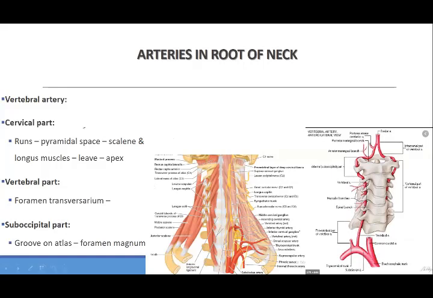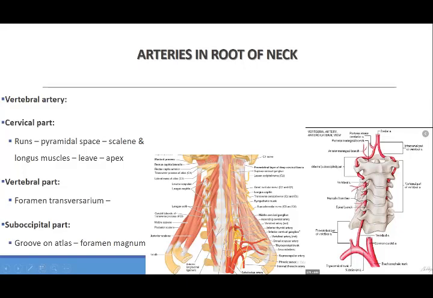इसकी बात कर लेते हैं vertebral की, important है. It's a very important artery because this is the artery that supplies structures in the neck and also structures inside the skull and the brain. Okay, cervical part. This is the cervical part that runs in the neck. This cervical part actually runs in a pyramidal space. ये जो pyramidal space है, before I go any further, this muscle is the scalenus anterior. This is the longus colli, and above this is the longus capitis. So this is the longus capitis, this is the longus colli, and this is the scalenus anterior muscle.